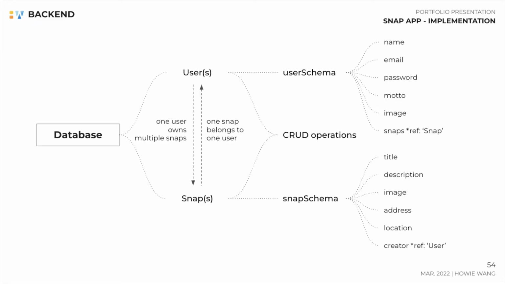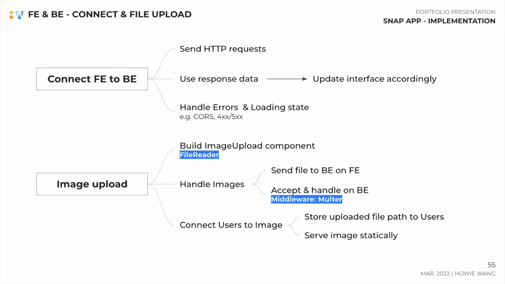So for the database, I have two schemas or two application data models, which is user and the snaps. First, the most important thing is to figure out the relation between those two data. So the one user should own multiple snaps, and one snap should only belong to one user. So there's a way of doing relations in MongoDB, to use the ref attribute. So for the user schema, I have this information I needed, and for the snap, I have this information I needed. How to play with it? Just CRUD operations, right?